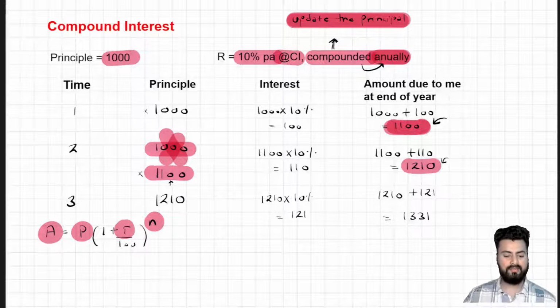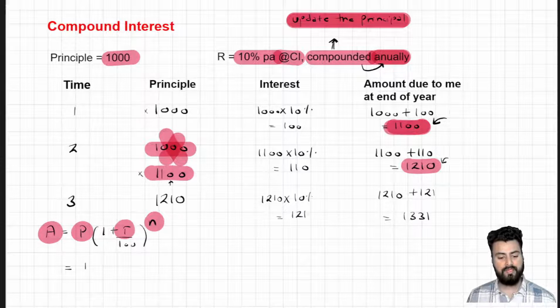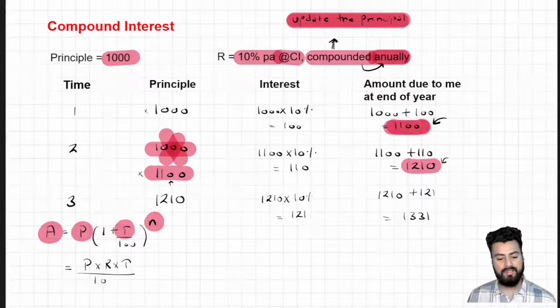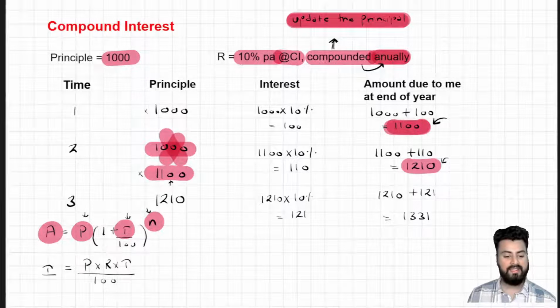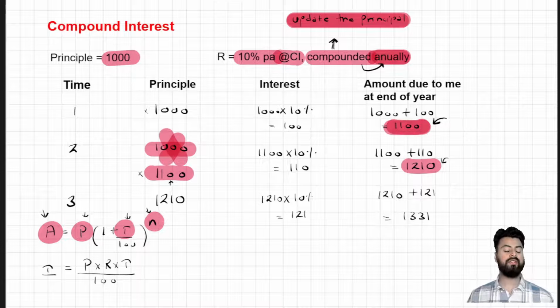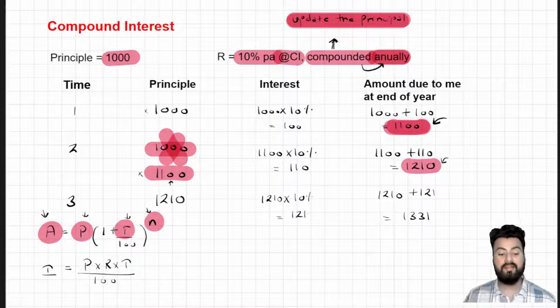Another thing that you have to realize is, in case of simple interest, when I use these factors P, R, and T, when I multiply the three, I get the value of interest. But in case of compound interest, when I use these factors, principal, rate, and time, I get the value of amount, not the value of interest. So this is how compound interest is different.